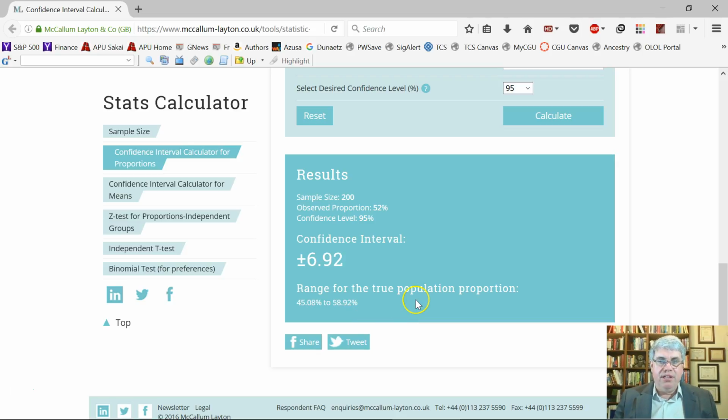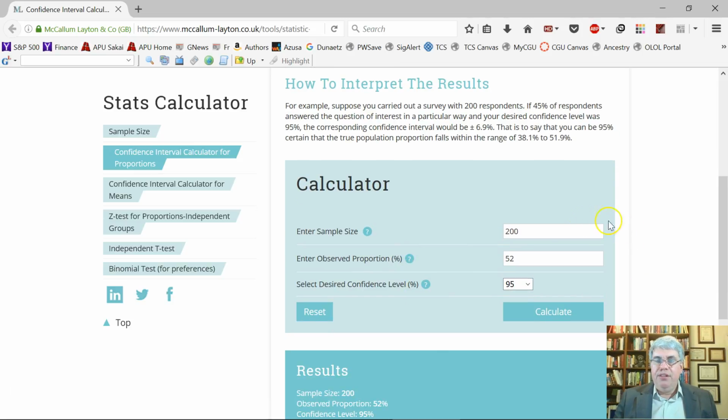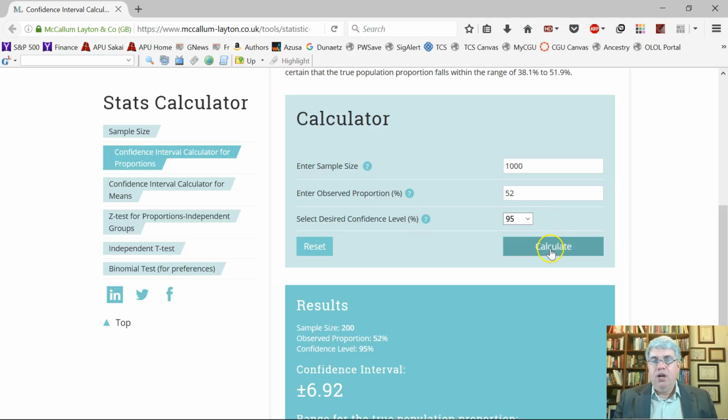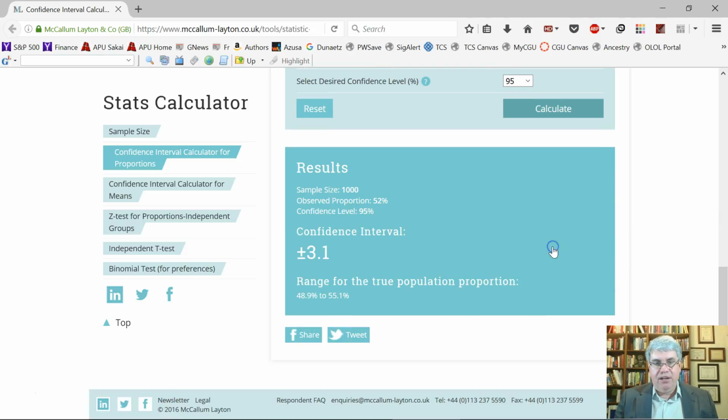So that's why they generally don't do samples of just 200. The most typical size sample they do is about 1,000. So let's type in a sample size of 1,000. And let's say that it still comes out to 52. 52% say they're going to vote for that candidate. And we calculate. And now the confidence interval goes down to 3.1. So there the confidence interval goes from 48.9% to 55.1%.